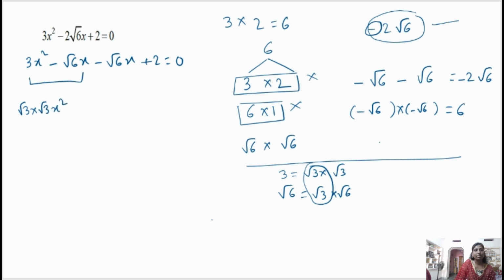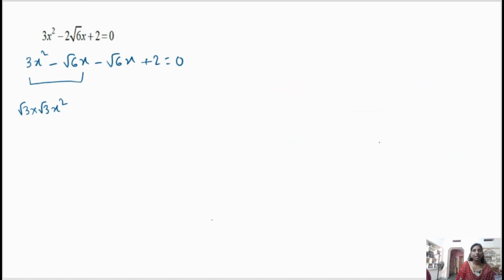Now let me erase it. Now minus root 6 can be written as root 3 into root 2, then x, minus root 3 into root 2, then x, then plus 2 can be written as root 2 into root 2 is equal to 0.